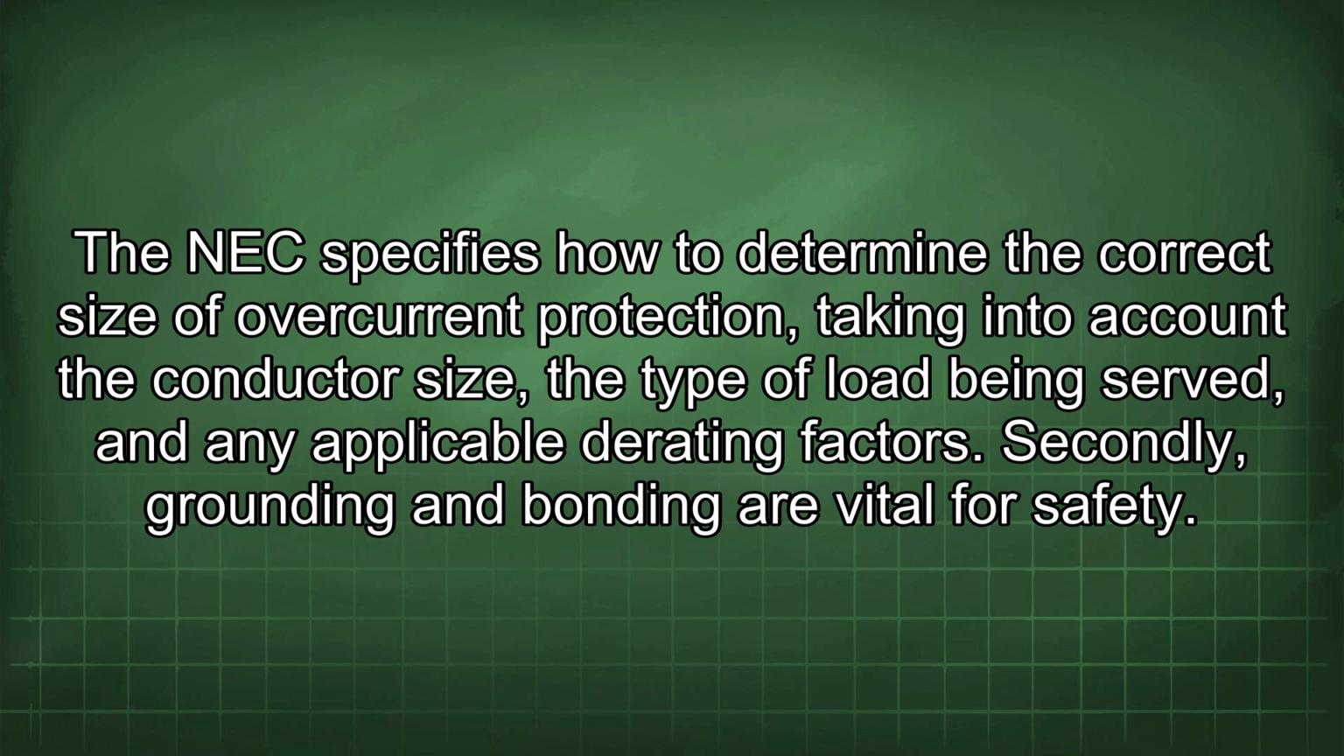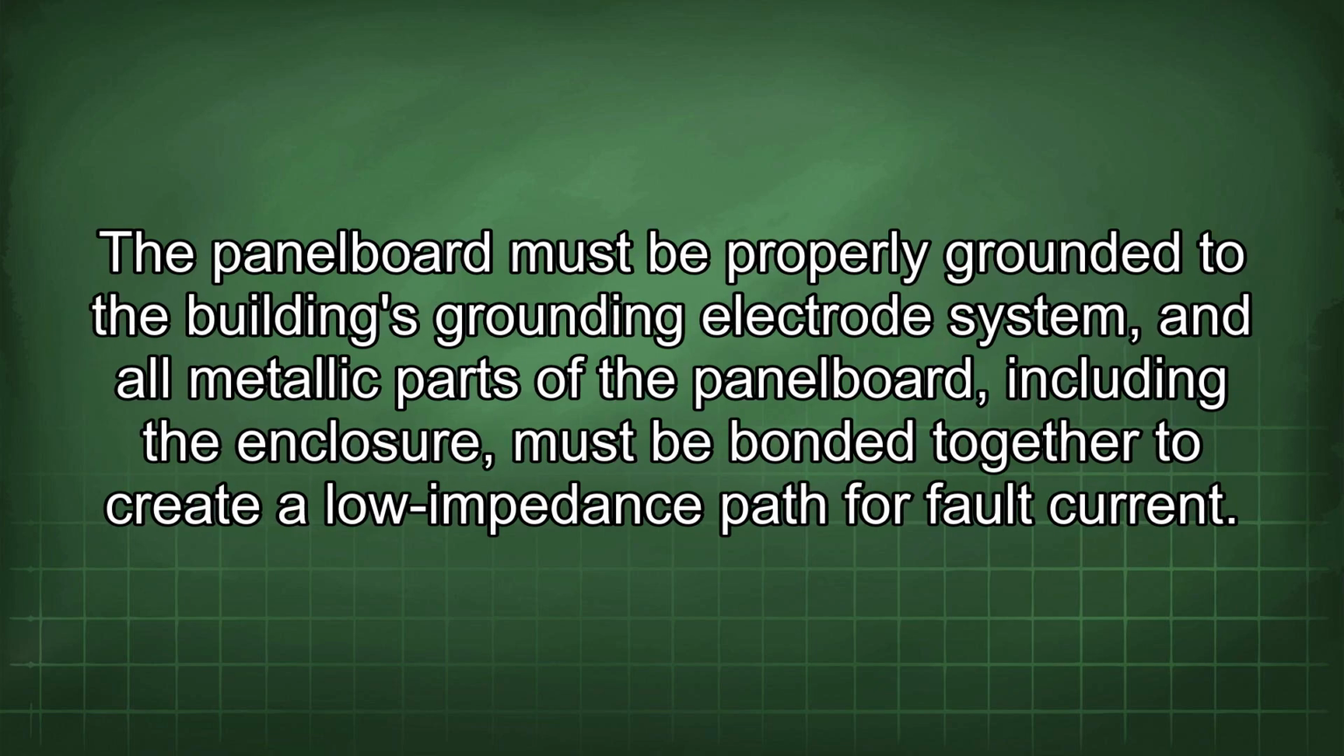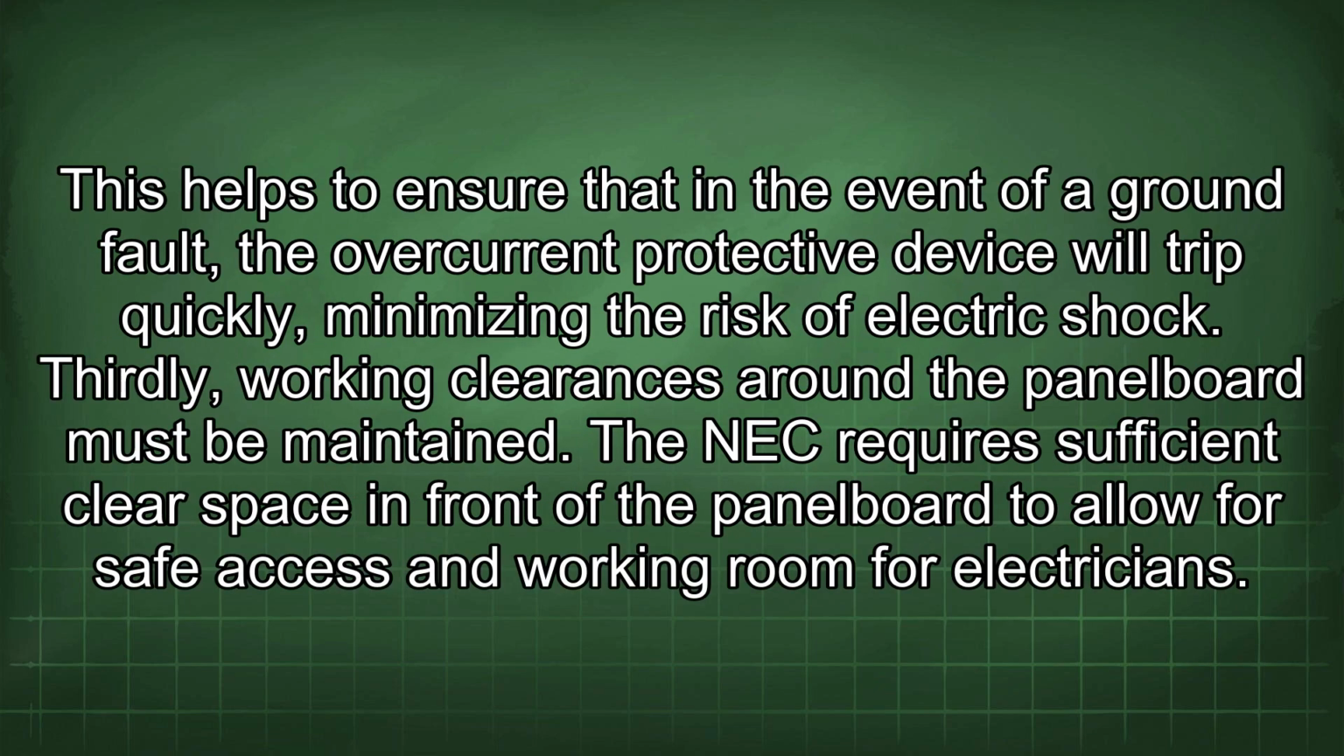Secondly, grounding and bonding are vital for safety. The panel board must be properly grounded to the building's grounding electrode system, and all metallic parts of the panel board, including the enclosure, must be bonded together to create a low impedance path for fault current. This helps to ensure that in the event of a ground fault, the overcurrent protective device will trip quickly, minimizing the risk of electric shock.